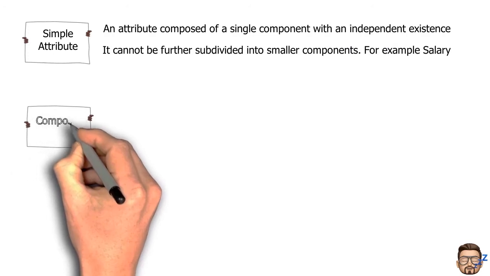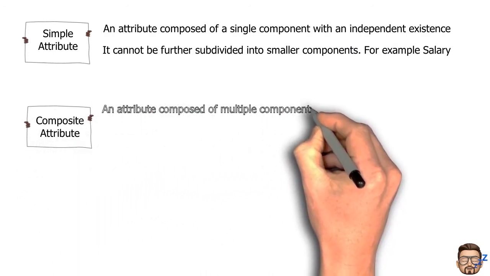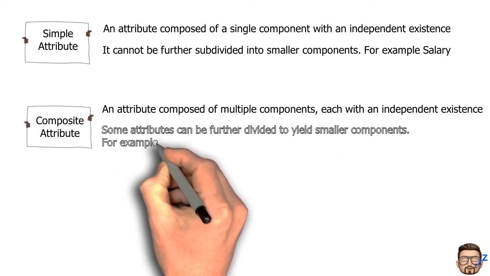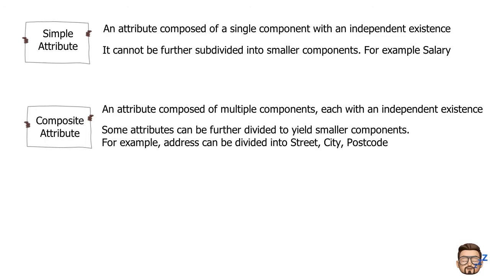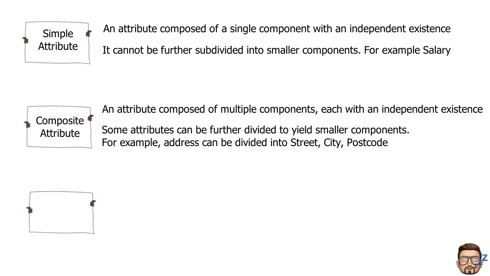Composite attribute is an attribute composed of multiple components, each with an independent existence. Some attributes can be further subdivided to yield smaller components. For example, address can be divided into street, city, and postcode.